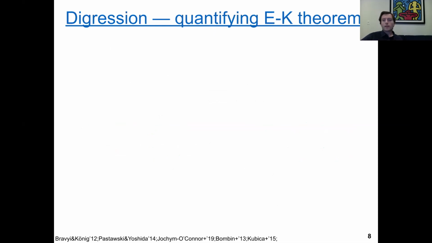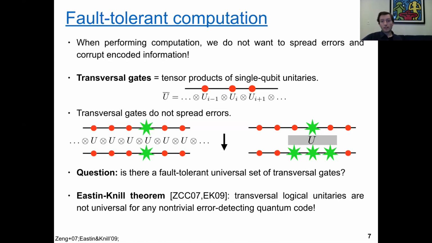So let me make now a digression about quantifying the Eastin-Knill theorem. The Eastin-Knill theorem, in the form I stated, is an existential theorem. It tells us that there does not exist a code with a universal gate set consisting of transversal gates. But we don't know what is possible, what we can hope to achieve, or if there are examples of interesting codes with many transversal gates.